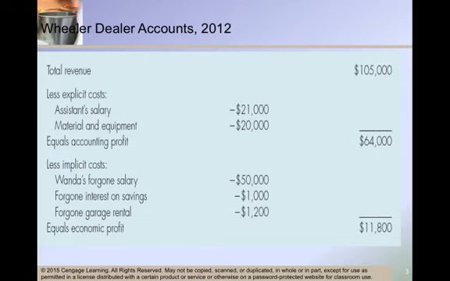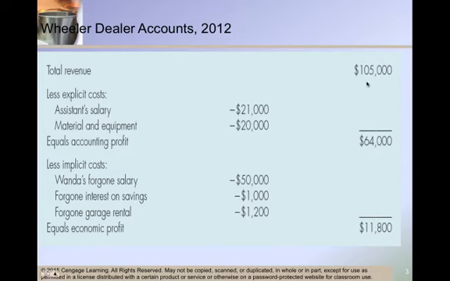So remember, first off, we're going to look at accounting profit. Accounting profit is your total revenues minus those explicit costs. Explicit costs are just costs that we're actually paying to other people, writing a check, or paying cash to somebody else, explicitly paying for some type of good or service.